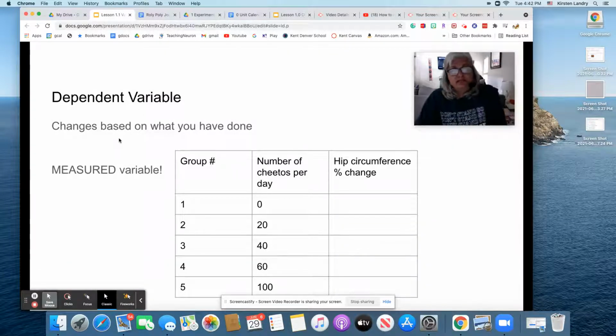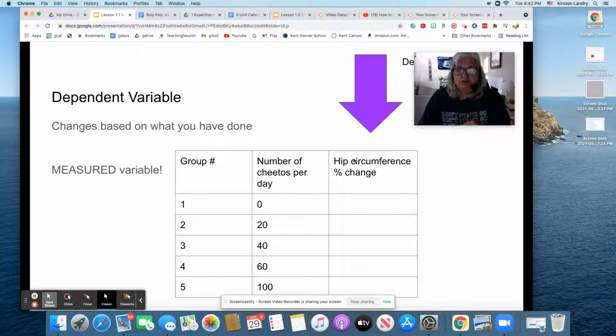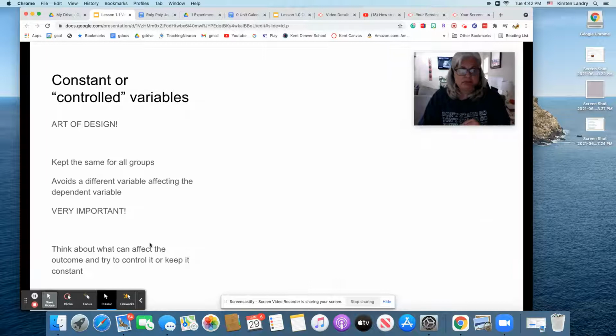So the dependent variable is the one that you will measure as the scientist. So this is the one that when you made your hypothesis, which we'll learn about next, you are hoping is going to be affected by the independent variable. So in this case, I am looking at hip circumference as a percent change. And so I'm going to measure this. So the dependent variable is always measured, always. So if you notice this hip circumference, I'm measuring it.